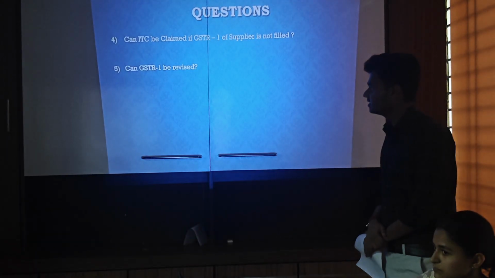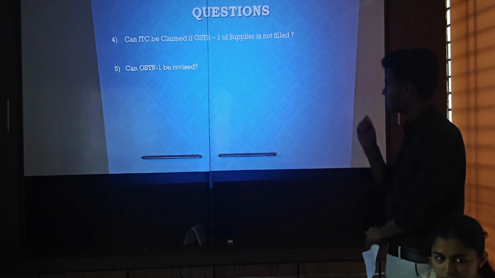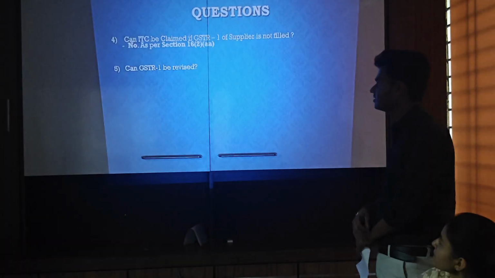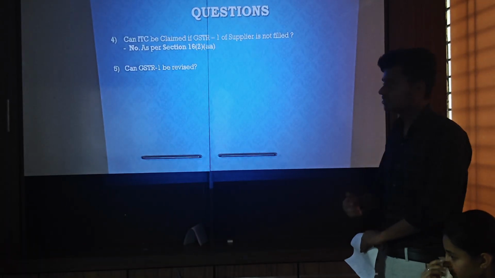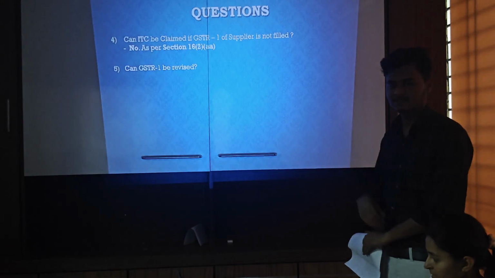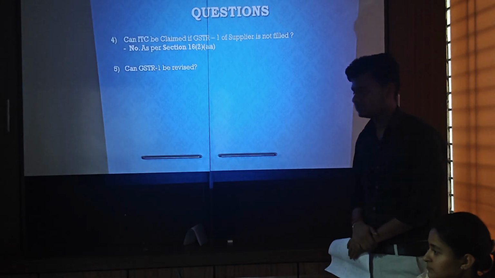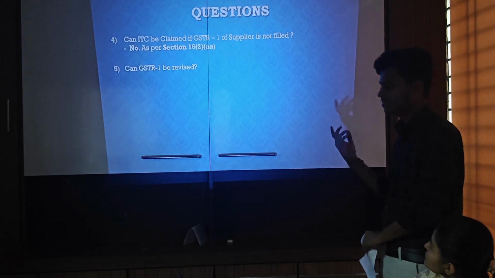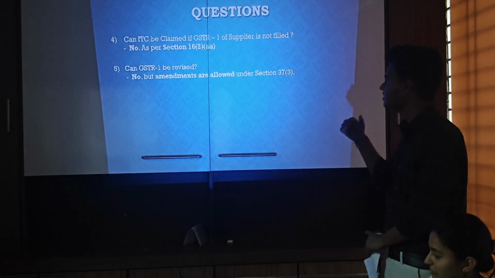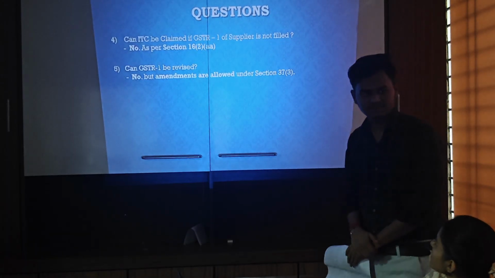Fourth one is: can ITC be claimed if GSTR 1 of the supplier is not filed? And the answer is no, because as per section 16(2)(aa), it is not allowed to claim ITC if the supplier has not filed GSTR 1. And the last one is, can GSTR 1 be revised? No, but amendments are allowed under section 37(3).